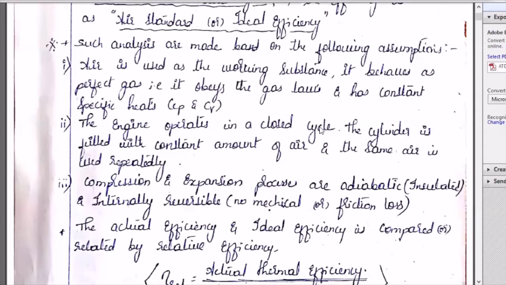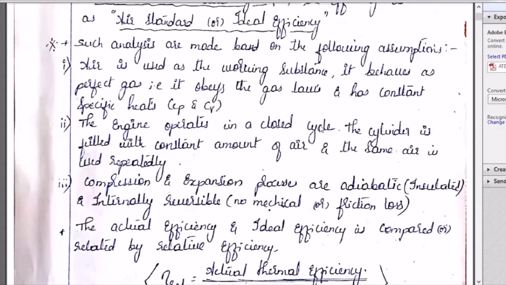What are those assumptions? There are three. The working substance we use should be air or gas, and it should obey the gas laws, and specific heats are constant. The engine should work under a closed cycle. And in the engine, there are mainly four strokes, and among them two main strokes, compression and expansion. These two processes should always be adiabatic.